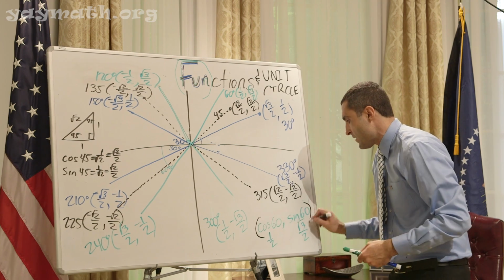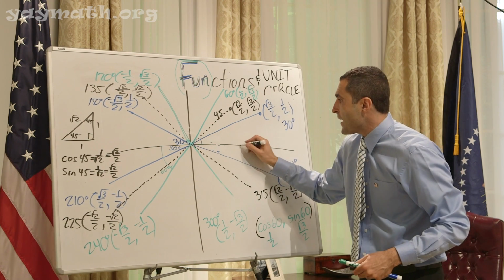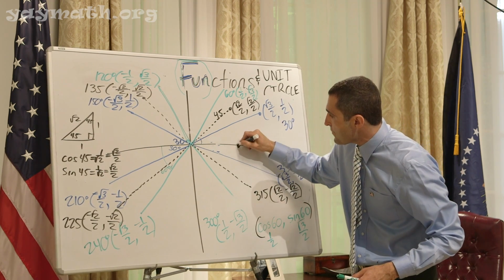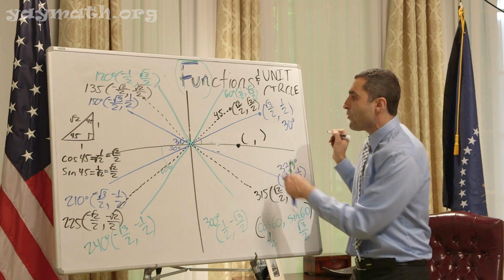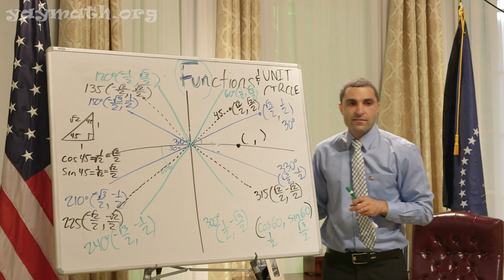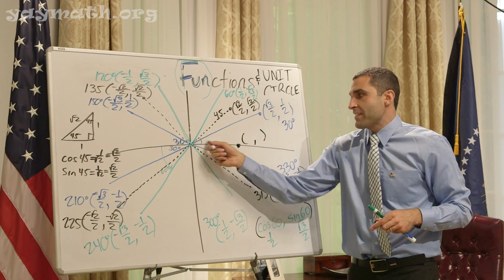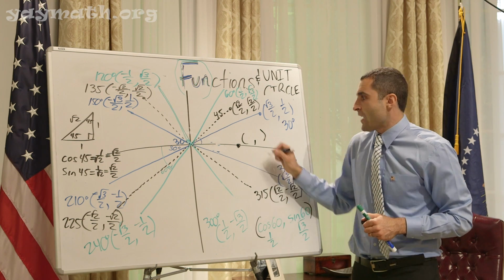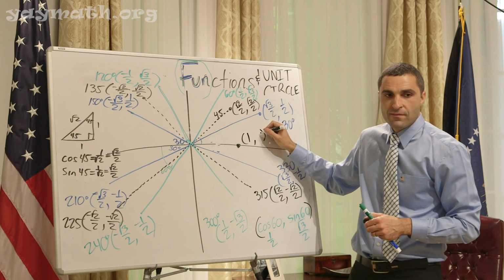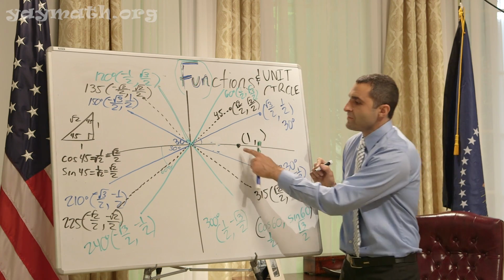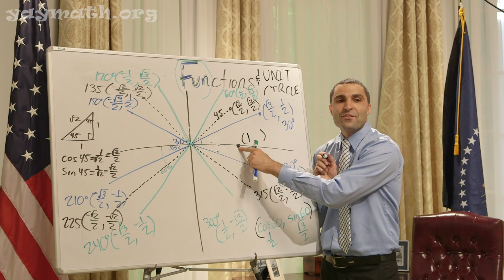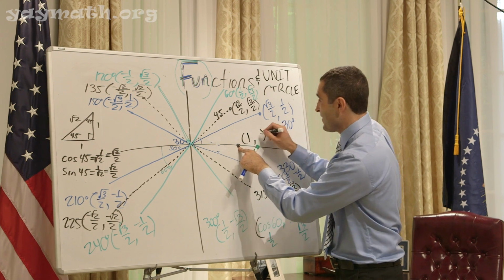Cosine of the angle, sine of the angle. So don't forget about these. If the hypotenuse is 1, what is this point? Very simply, this length is 1. That's 1, comma, 0. This is the y value. What's the y value here? 0. Good.